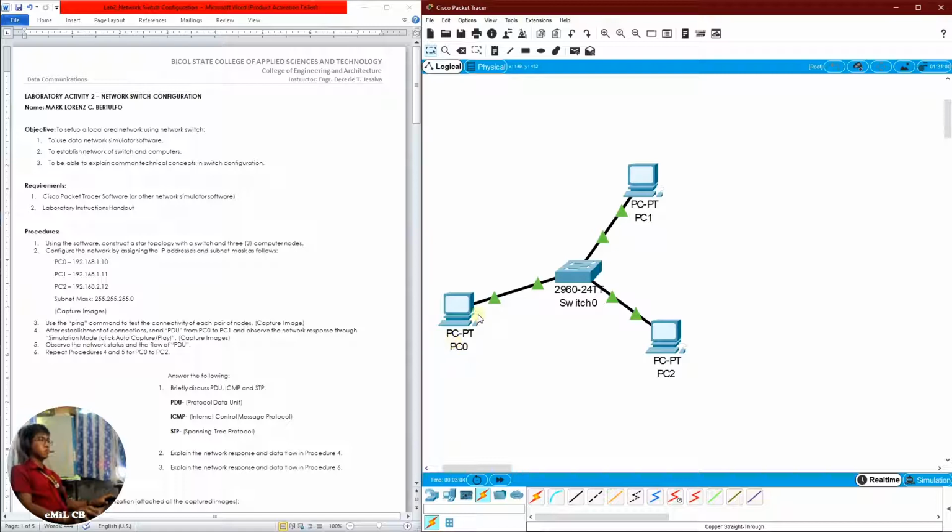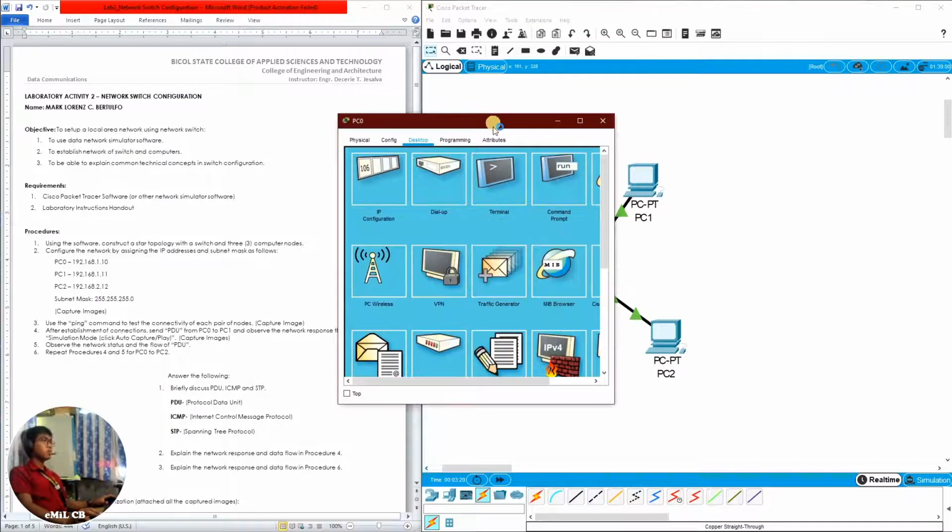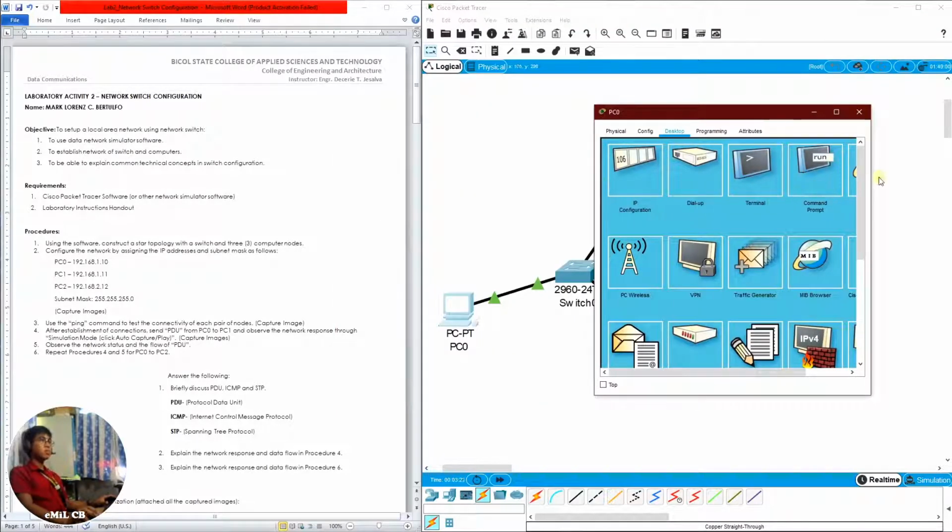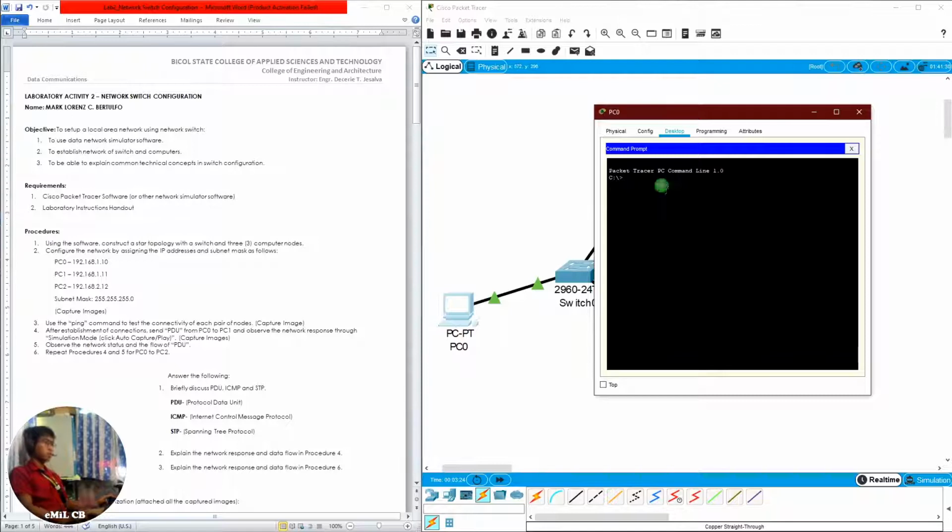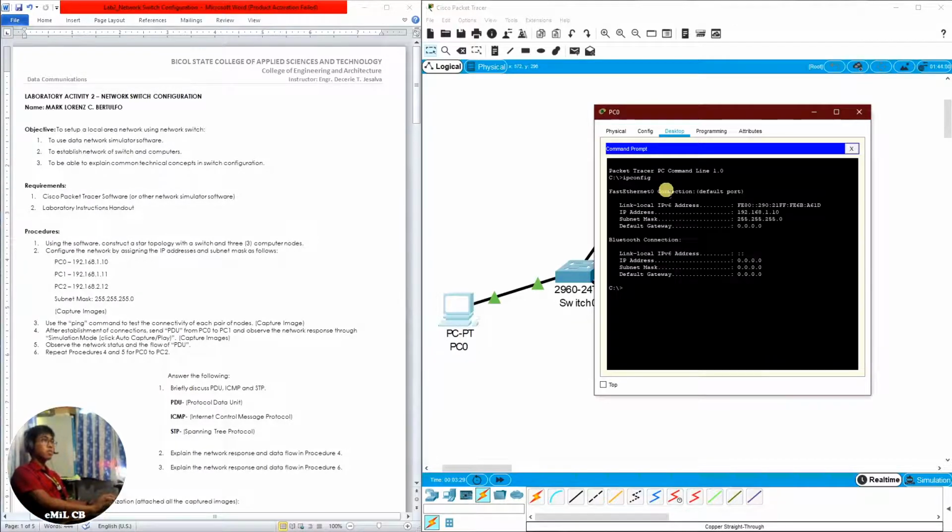So for PC0, we will ping PC1 and PC2. For PC1, we will ping PC0 and PC2. And for PC2, we are going to ping PC0 and PC1. Let us proceed. From PC0, we are going to use the command prompt. Configure first the PC. So this PC uses an IP address of 192.168.1.10.